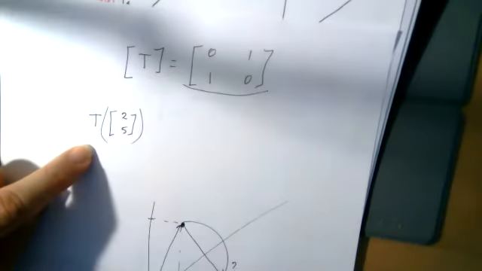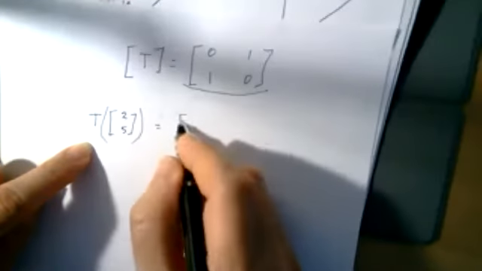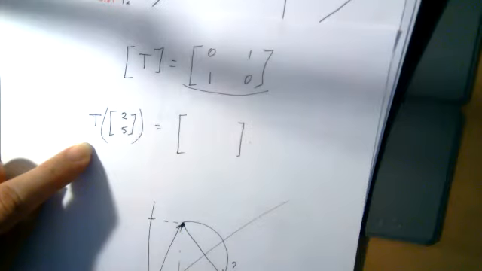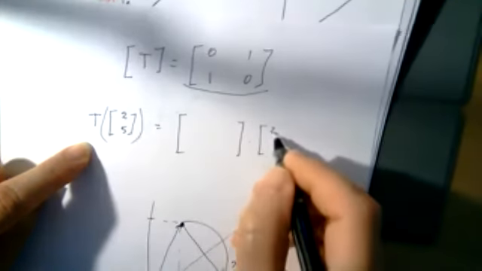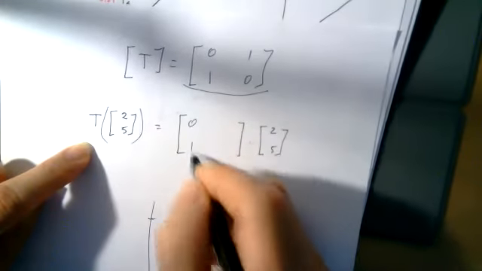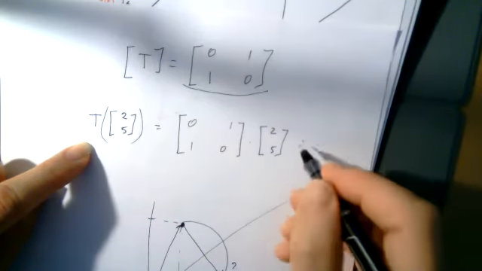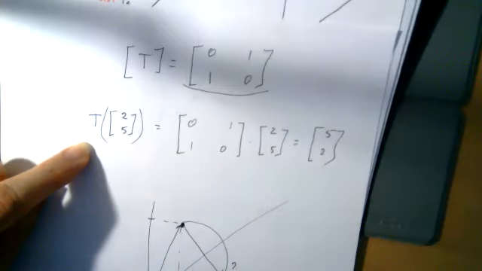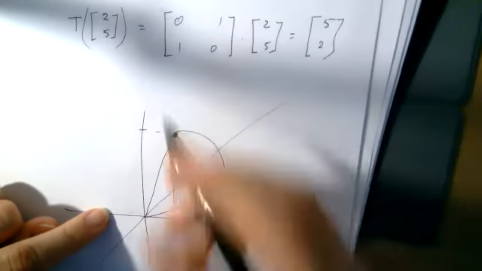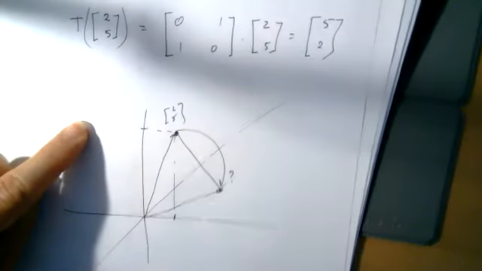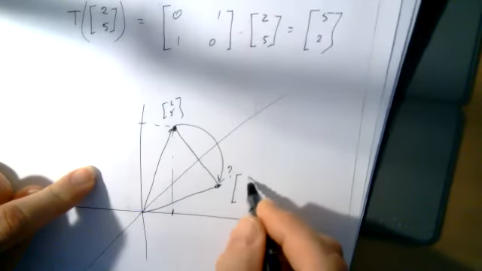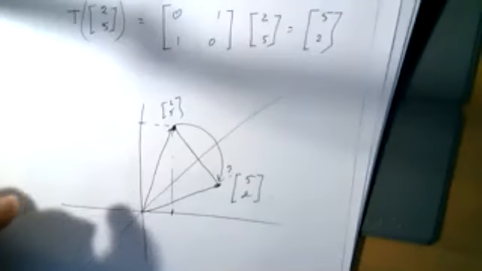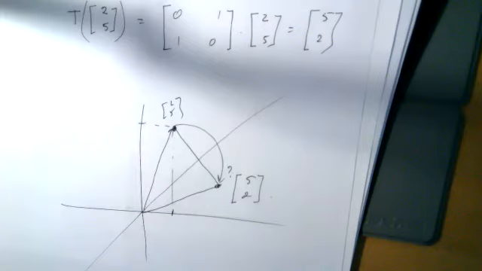If I know the standard matrix, T of 2, 5 is nothing more than taking your standard matrix and multiplying it by the vector 2, 5. If I do this, I get 5, 2. It means I take the vector 2, 5, I reflect it, and this new vector has components 5, 2. So that's how we can find the standard matrix of the reflection.